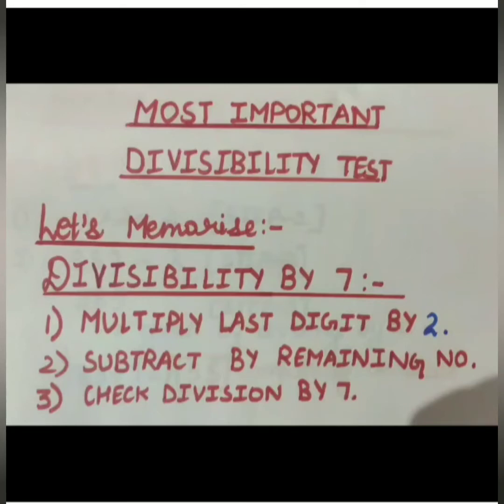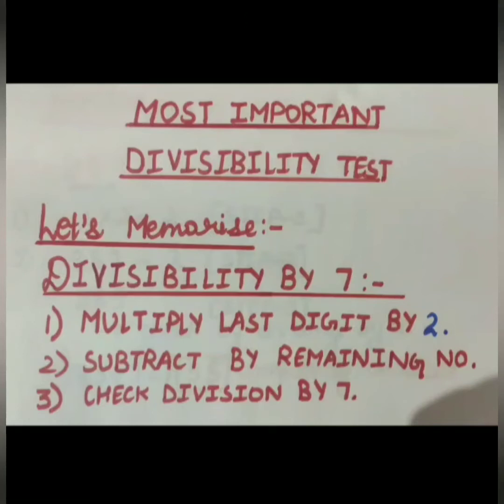What steps we have to keep in mind while checking their divisibilities? Stepwise, it is easy to recall. First, while checking the divisibility by 7, multiply the last digit by 2, as the ones digit should be multiplied by 2. Second, subtract it from the remaining number. Whatever is the remaining number, we have to subtract the first part from it.